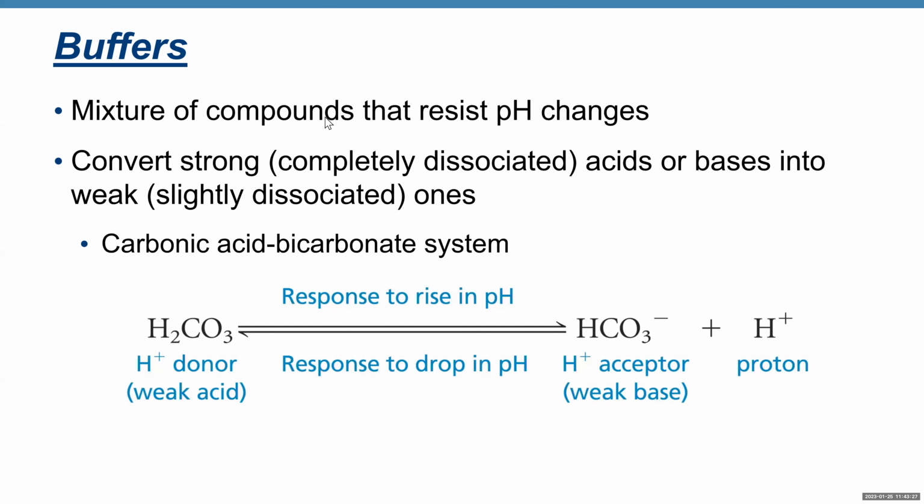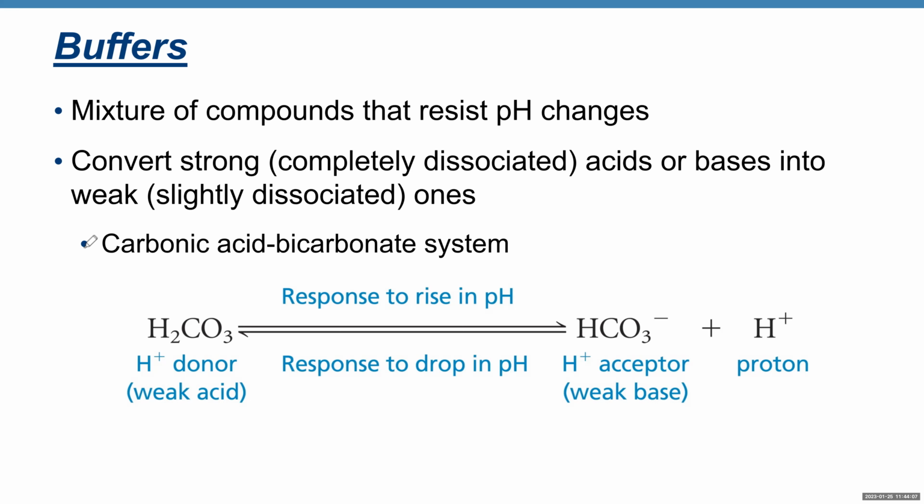Now, buffers are a mixture of compounds that resist pH changes. They convert strong acids or bases into weak ones. Now, what is a strong acid or strong base? It's one that is completely dissociated. So if you have a strong acid, we will have complete dissociation of ions. For example, hydrogen chloride: if all of the molecules are dissociated, then it's a strong acid.